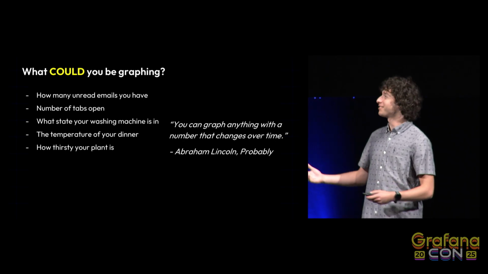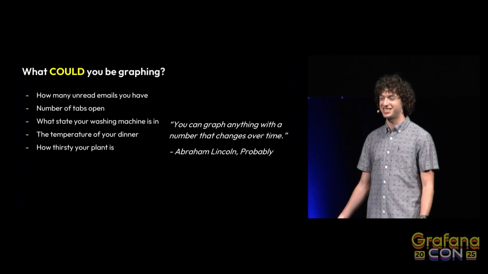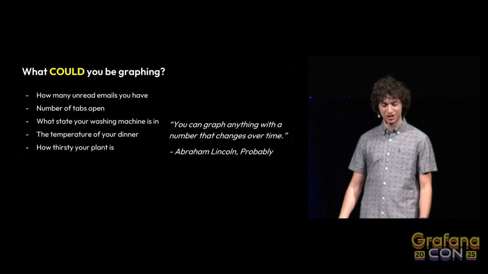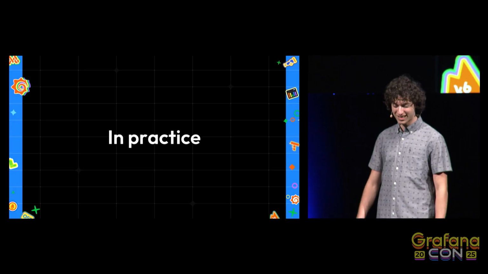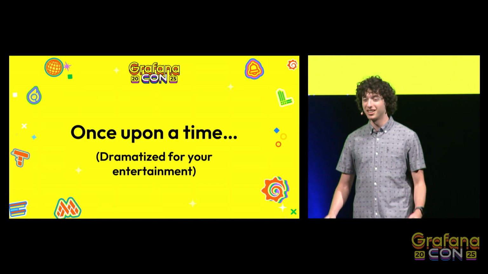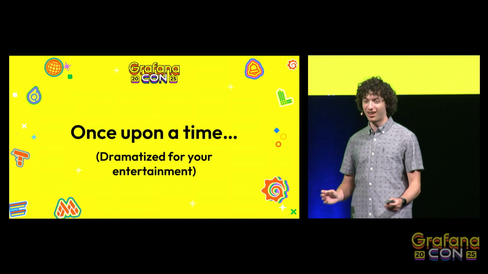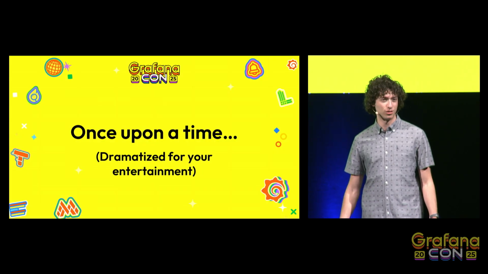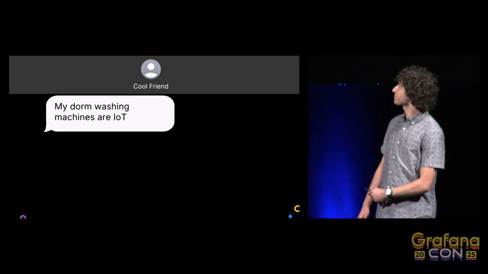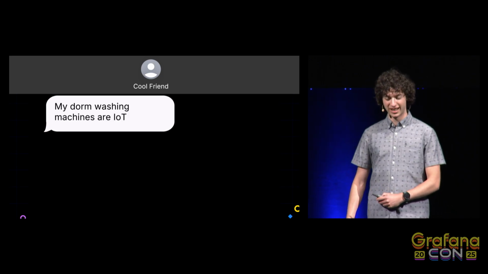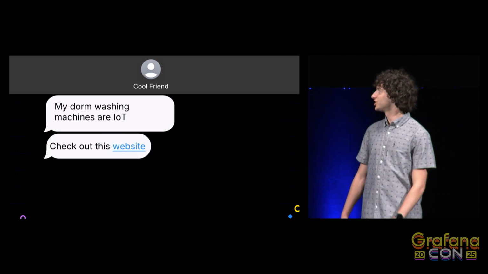But anyways, we can graph things like how many unopened emails, how many tabs we have open, what our washing machine's doing. So what does this really look like in practice? Well, in practice, I got a story for us to get here. So once upon a time, a college friend of mine who does computer science on the side for fun reached out to me and he was like, my dorm washing machines are internet connected. And he was like, check out this website.